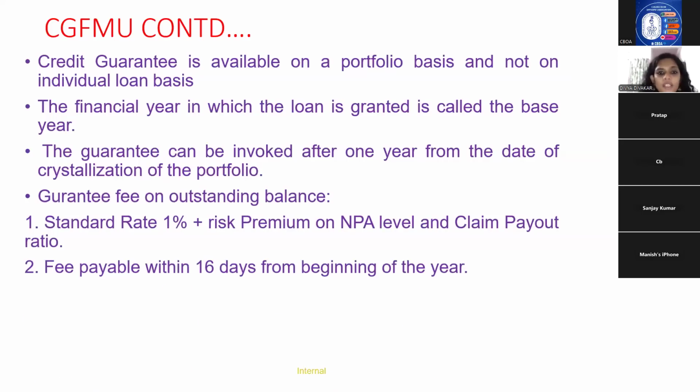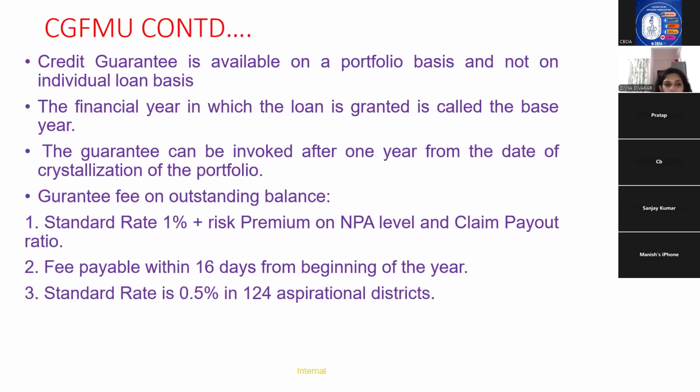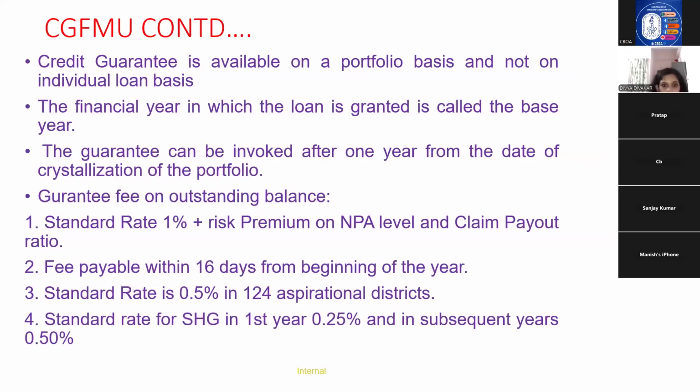Guarantee fee. Earlier, we discussed it slab wise in the case of CGTMSC, right? Here it is a standard rate of 1% plus risk premium based on NPA level and claim payout ratio. Fees to be paid within 16 days from the beginning of the year. In case of the 124 notified aspirational districts, the standard rate is 0.5%. The standard rate for SHGs in the first year is 0.25%, and for subsequent years it will be 0.5%.